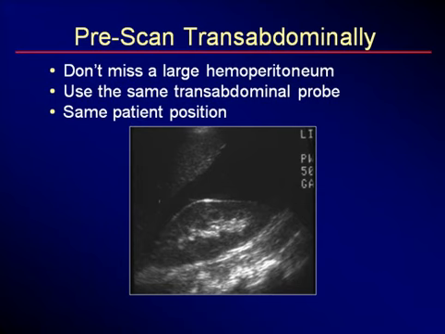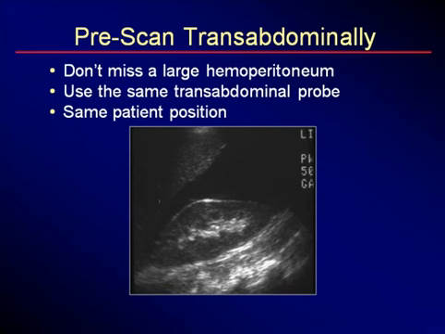We don't want to miss a large hemoperitoneum. When you have this pre-scan, you just take the same probe and slide it up under the ribs. This was a patient with a ruptured ectopic and had a very large amount of hemoperitoneum in the right upper quadrant. We don't change the patient's position. We don't change the probe. We just slide it up under the ribs.